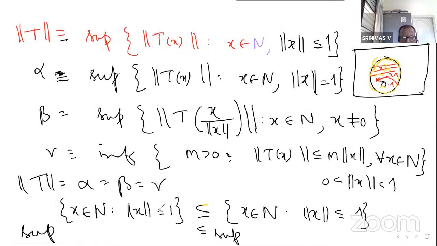This is alpha, the supremum of these values. So alpha is the supremum of these values. In fact, because of this, you are not taking sup for these values. You are taking sup of the norm of the image values. Okay, so let me correct this.